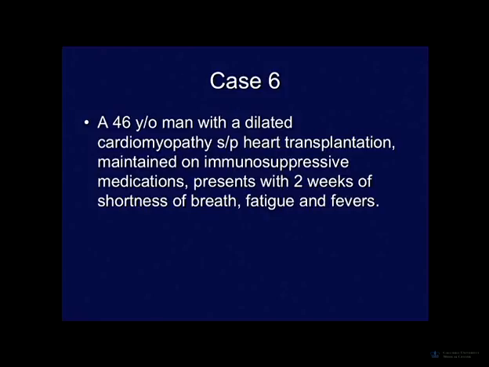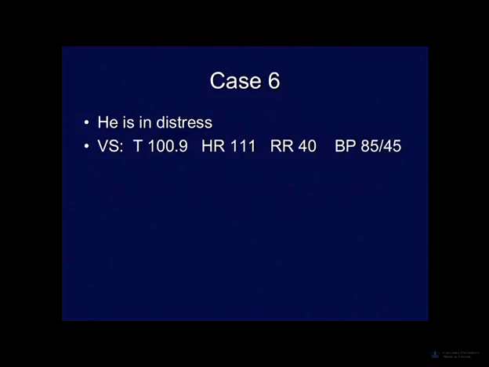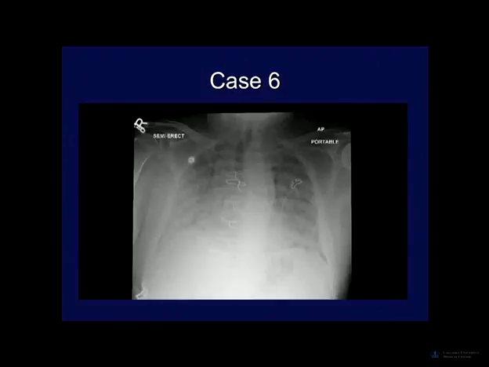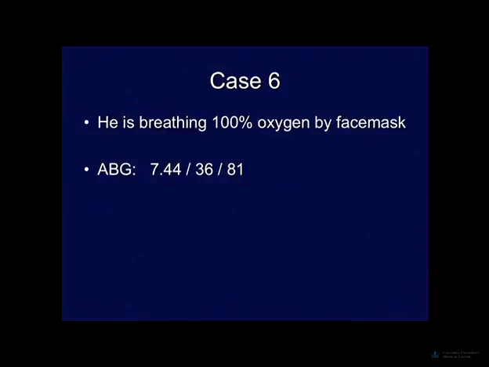So let's go to one more scenario, and I want to see what you think about this. You have a 46-year-old man with a dilated cardiomyopathy, status post heart transplant. He's on immunosuppressive therapies, and he comes in with 2 weeks of shortness of breath, fatigue, and fevers. He's in distress. He's febrile, he's tachycardic, he's tachypneic, and he's hypotensive. This is his chest x-ray. Okay, so it looks pretty bad. Bilateral infiltrates. You can see the guy had heart surgery before. He has sternal wires in the middle. Okay, he's breathing 100% oxygen by face mask, and his blood gas is 7.44, 36, 81.